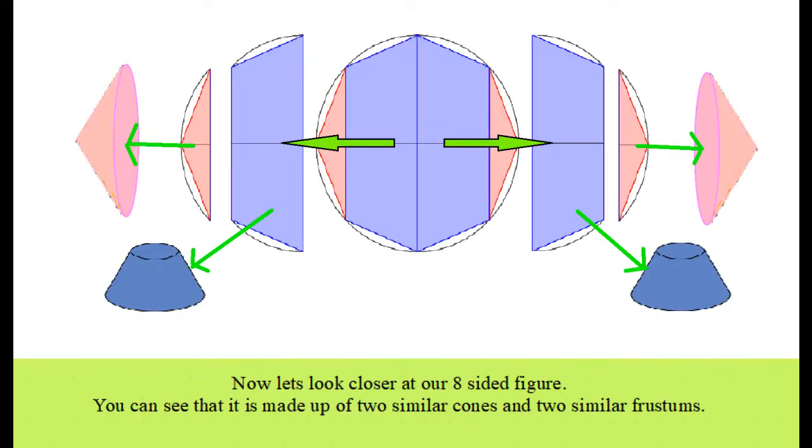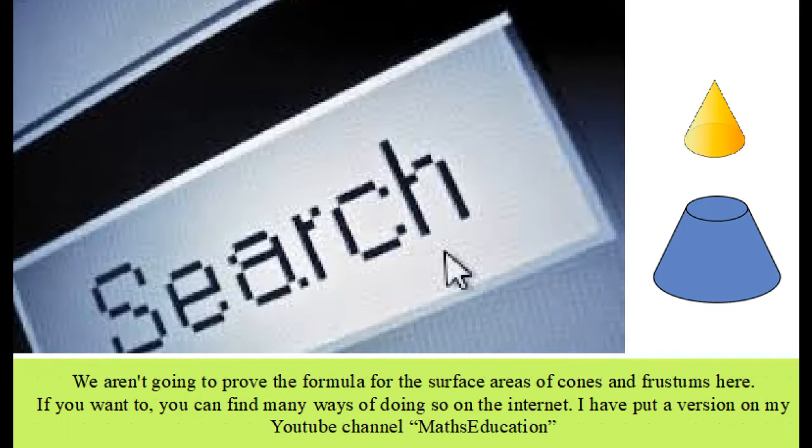Now let's look closer at our 8-sided figure. You can see that it is made up of 2 similar cones and 2 similar frustums. We aren't going to prove the formula for the surface areas of cones and frustums here. If you want to, you can find many ways of doing so on the internet. I have put a version on my YouTube channel, Maths Education.